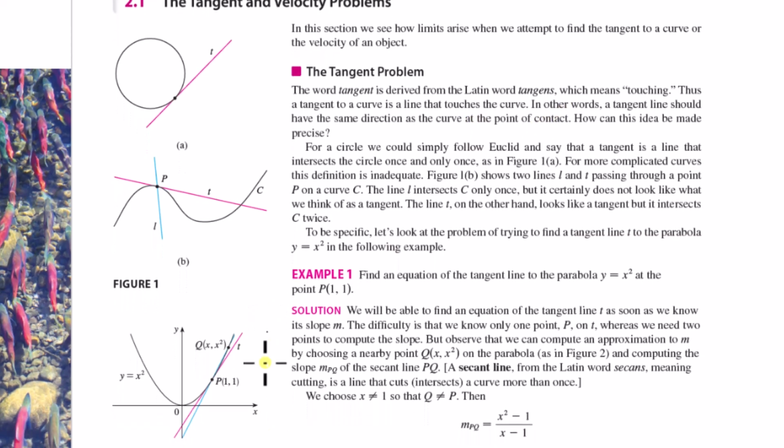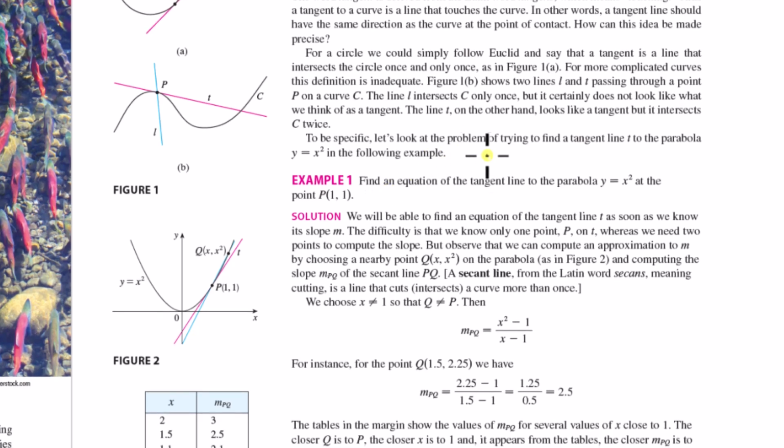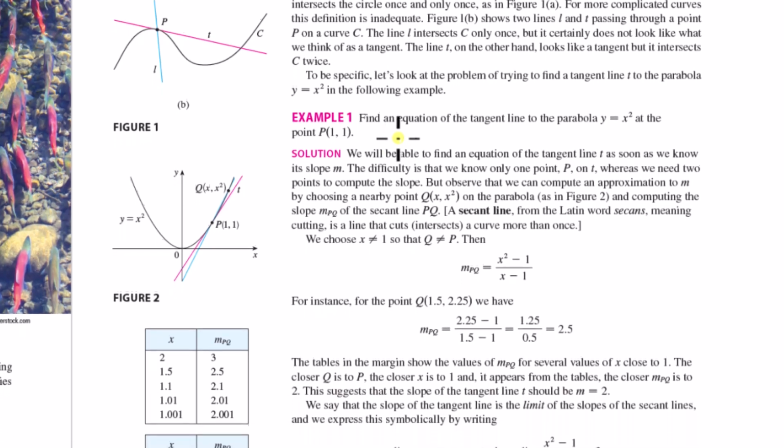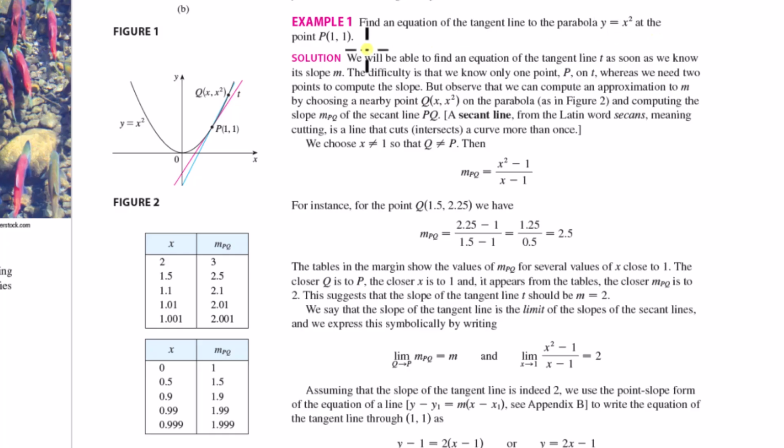Okay, well, let's look at this example 1 here. We're going to look at the problem of trying to find a tangent line T to the parabola y equals x squared. So we want to find an equation of the tangent line to the parabola y equals x squared at the point P(1, 1). So (1, 1) is on the parabola. So what is the equation of the tangent line to this parabola at the point (1, 1) here?